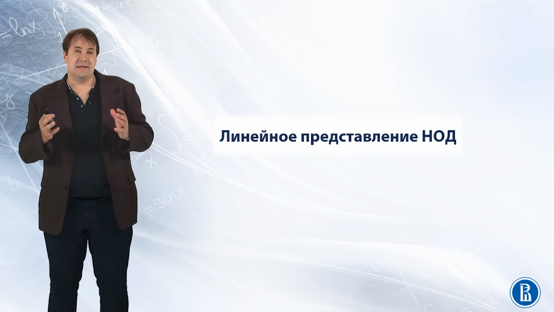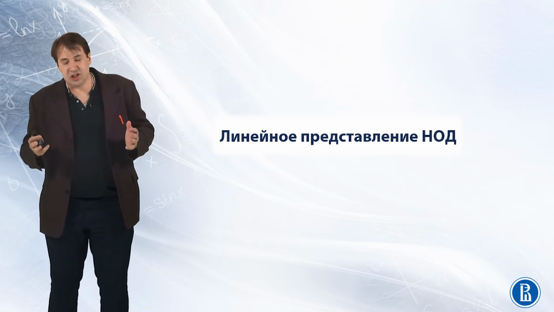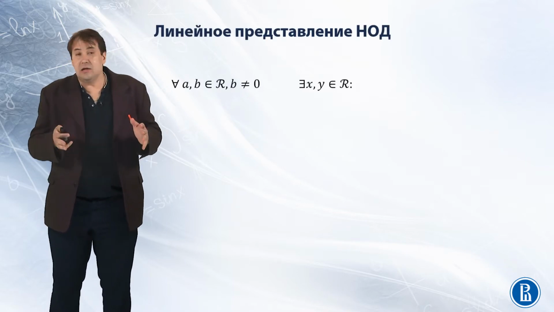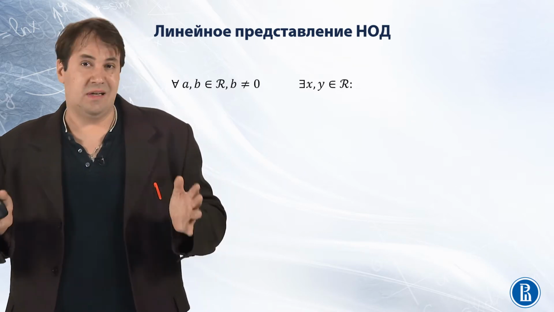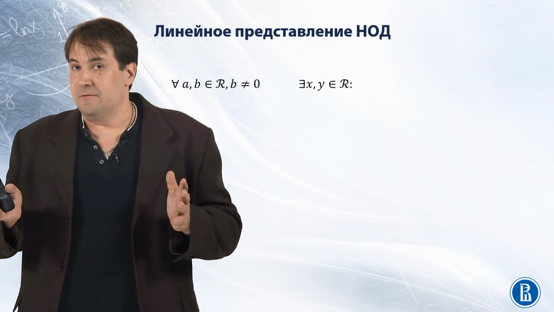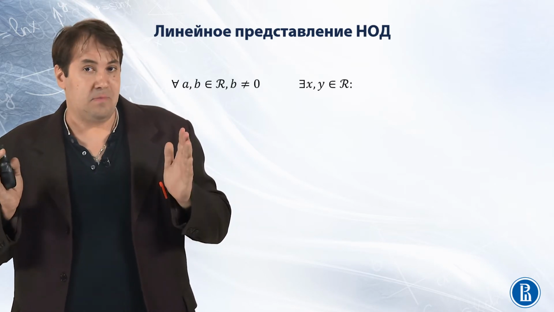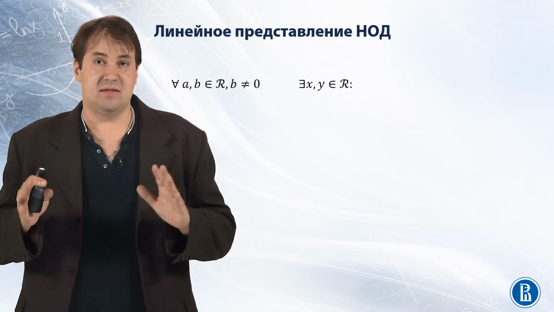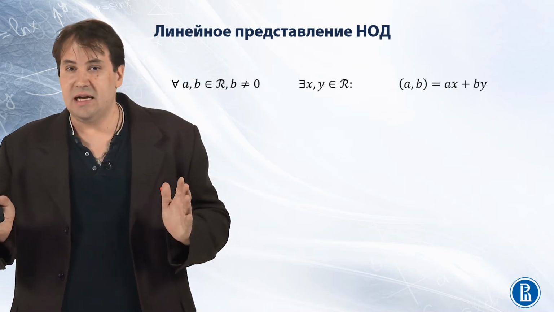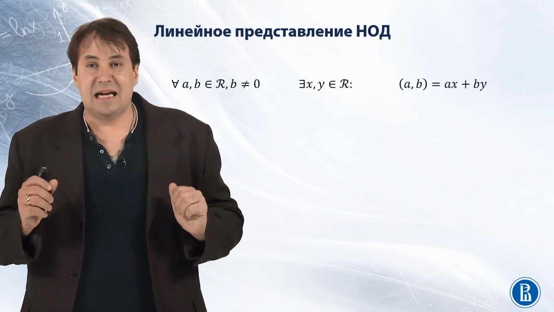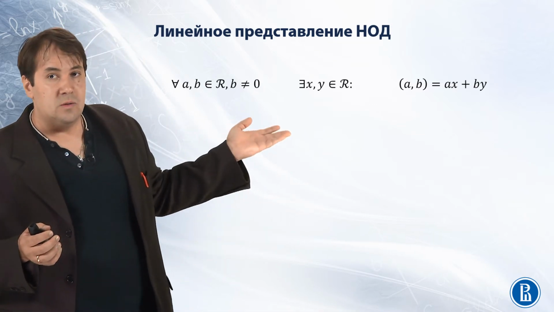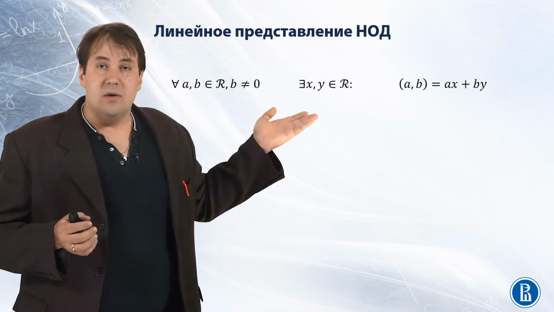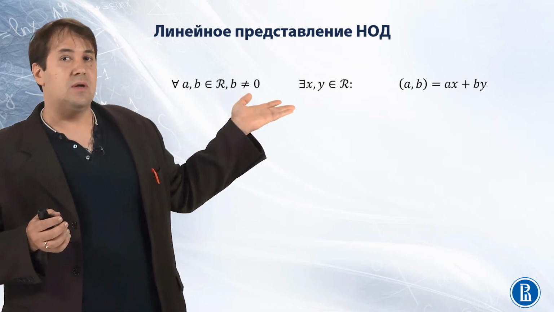Let's discuss the linear representation of the greatest common divisor. What does this mean, a linear representation? This means that for every two elements a and b of a Euclidean ring, there exist x and y, these are coefficients, which also belong to the ring, such that the greatest common divisor of a and b is equal to ax plus by, which is what we call the linear representation.